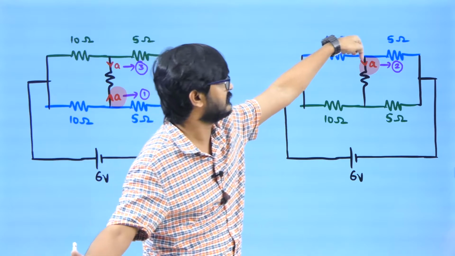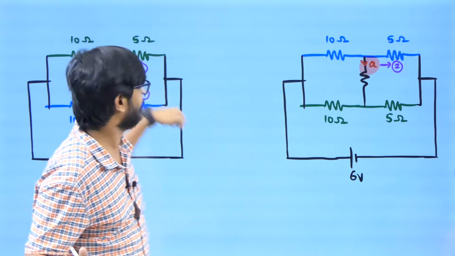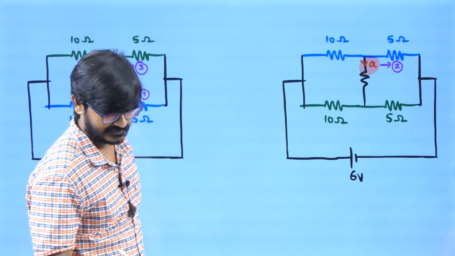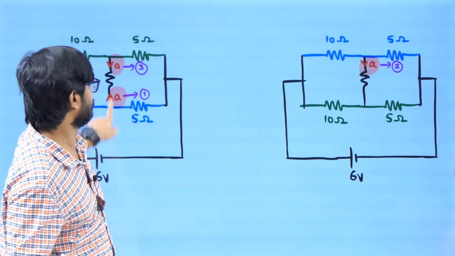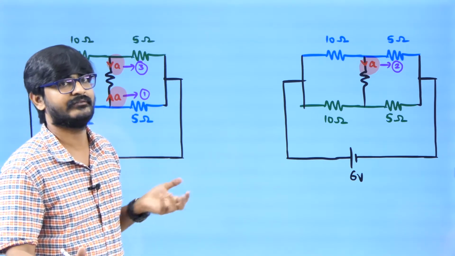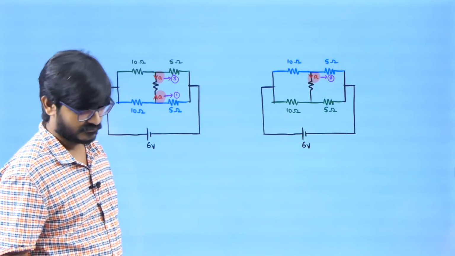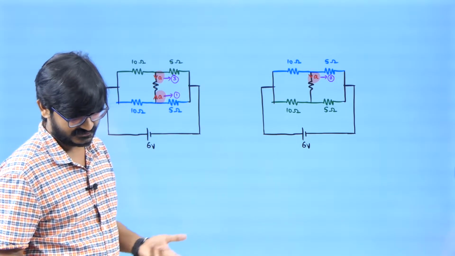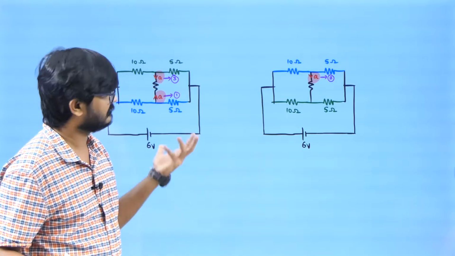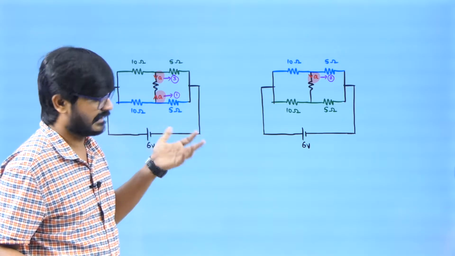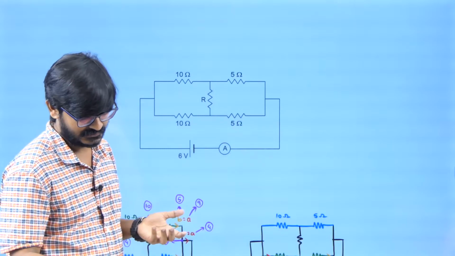So the meaning is, if the current here is in this direction, the current here also must be in that direction. How can current go downwards and upwards? The only way it can happen is when the current is 0. So that's another way of concluding, but it's not so easy to see.